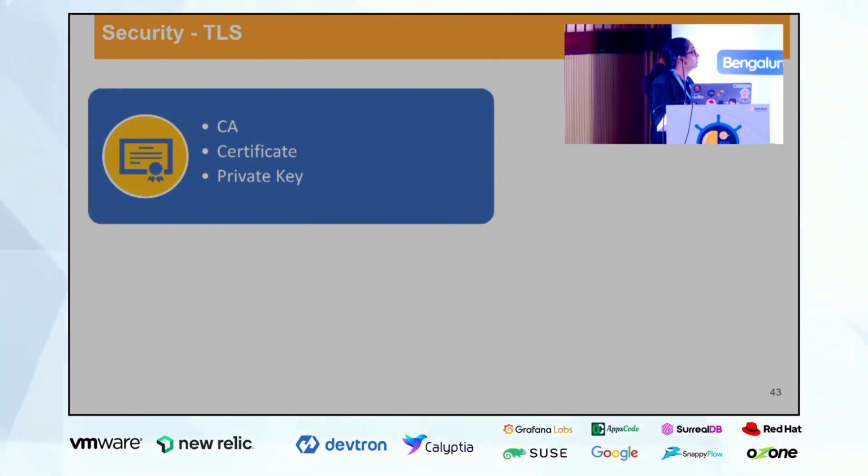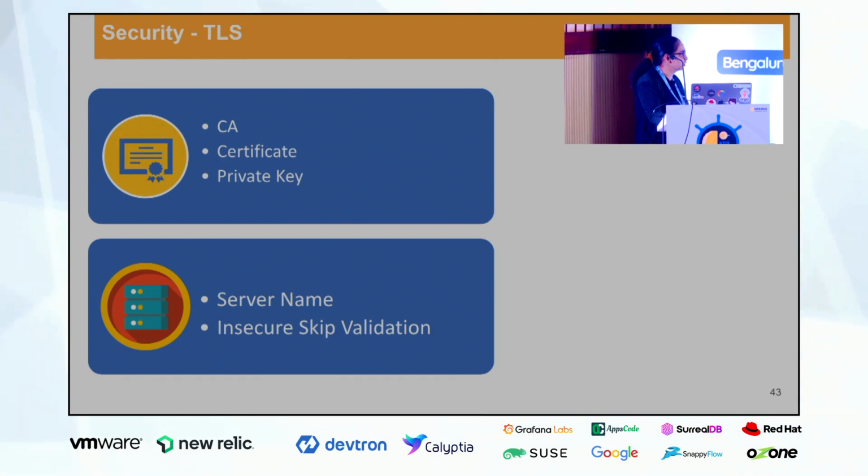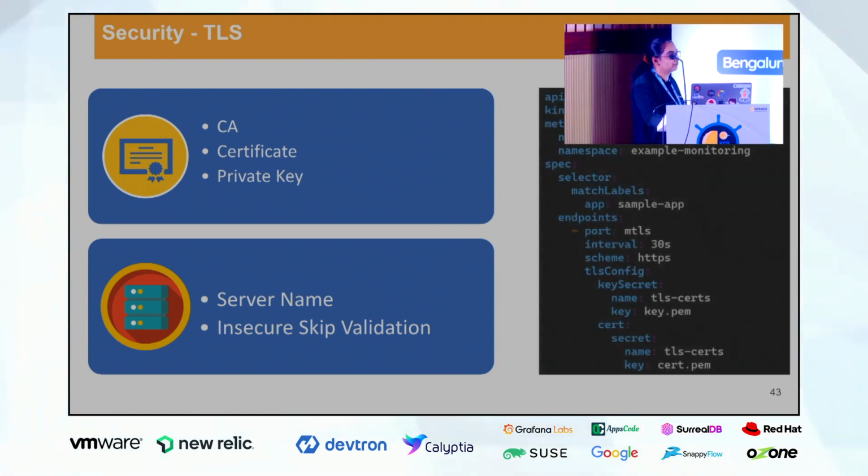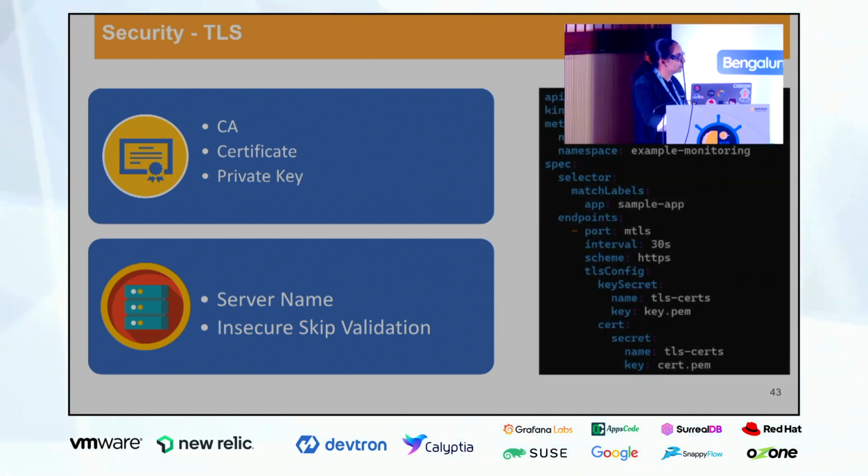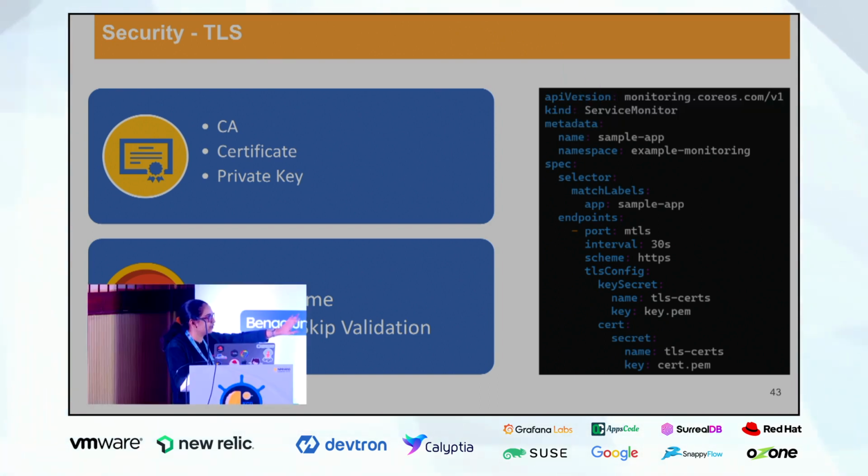So next is how security is supported in the operator. In most of the components we support TLS, and even basic auth and OAuth as well. Based on what you want to use, you should be able to use that particular config. In this example, in the service monitor, in the endpoints field we have a TLS config, where you can specify which key to use or which CA to use.